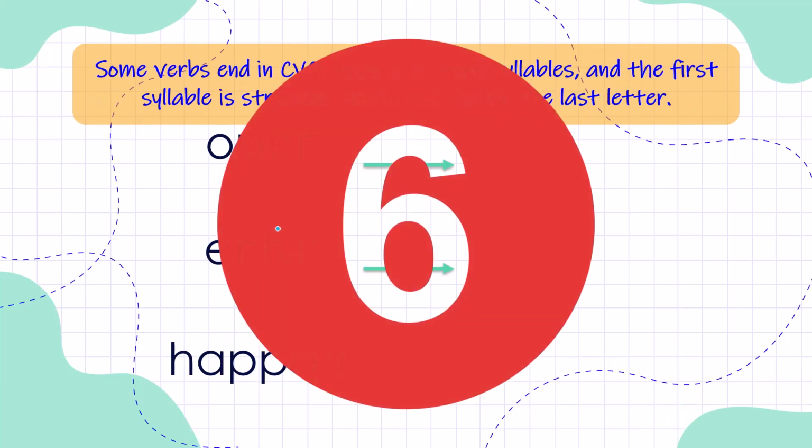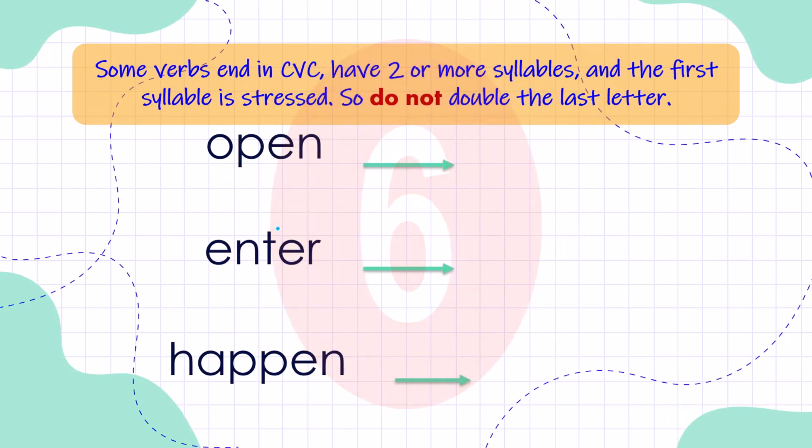Okay, rule number 6. Some verbs end in CVC, have 2 or more syllables, and the first syllable is stressed, so do not double the last letter. I'm sure that these sentences are confusing, so let me explain it for you. Look at the word open. Open. So how many syllables does this word have? To understand this, we have to count the vowels. Open, 2 vowels, so 2 syllables.